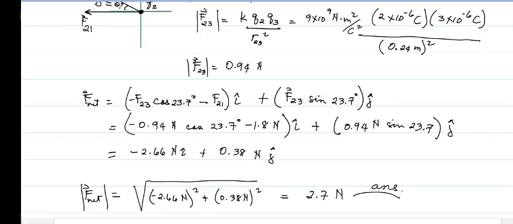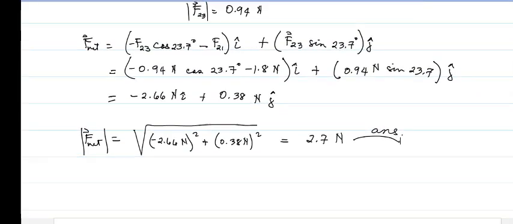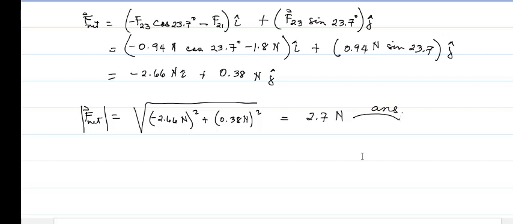This is the net force experienced by Q2 due to the presence of Q1 and Q3. But what is the direction? So computing for the angle, tangent theta equals the y component, 0.38, over the adjacent, the x component, negative 2.66. Solving for theta, the inverse tangent is negative 8.13 degrees. So this is the angle.